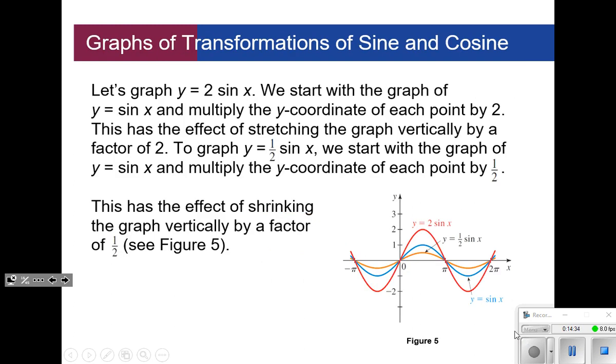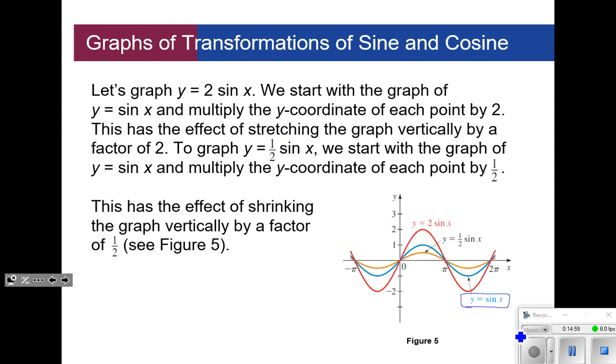Now, what about that stretch I talked about? We have the same thing here. I really like this graph with the different colors. The original sine function is in blue. The original sine function starts at 0, 0, goes up to +1, goes down to -1, and comes back to 0 at 2 pi.